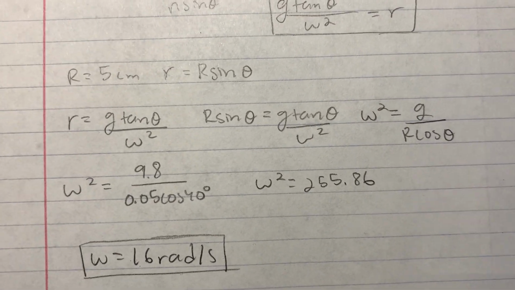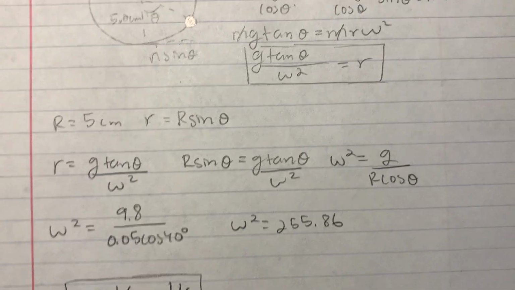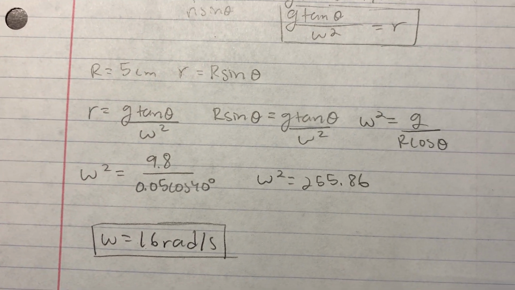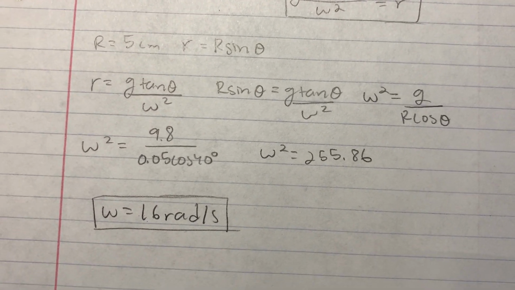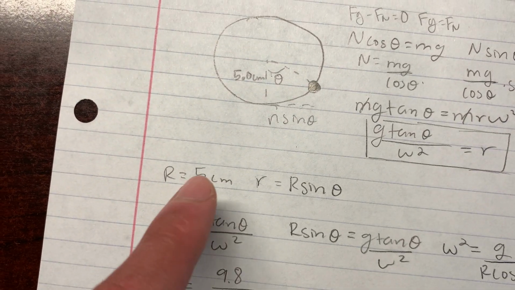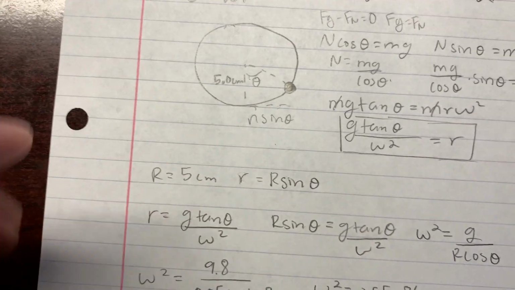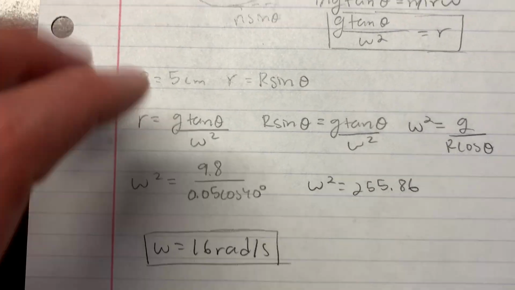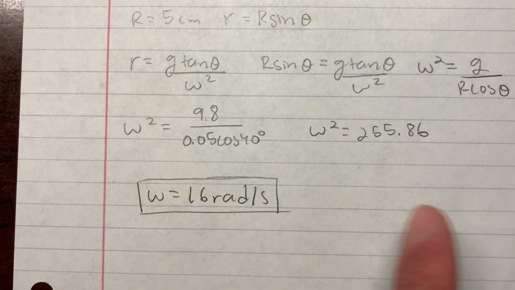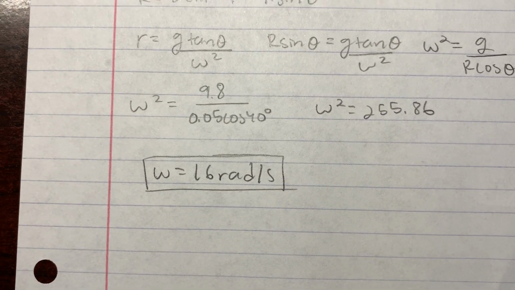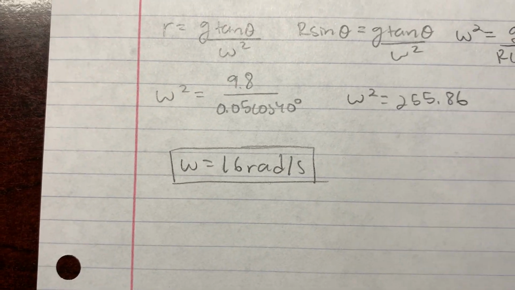And so we're solving for angular velocity. So you isolate angular velocity squared to get g over R cosine theta. And then you plug in g as 9.8 meters per second squared. You plug in the radius, which is 0.05, because it was given to us in centimeters, and we had to convert that to meters. We do cosine of theta, which is cosine of 40 degrees, which is what they're asking for in the prompt. And you plug all of that in, then you square root both sides to isolate angular velocity, and you'd get 16 radians per second. And that's the answer to the second question.